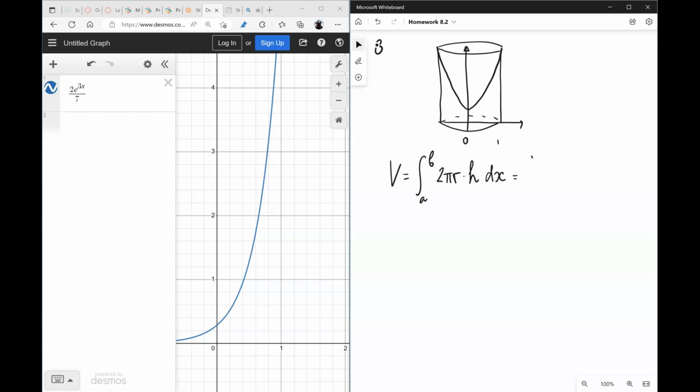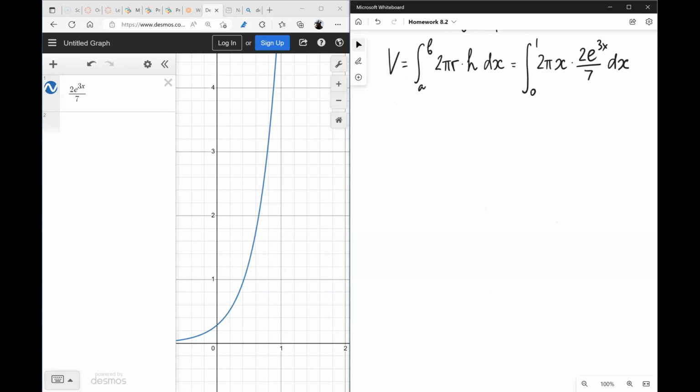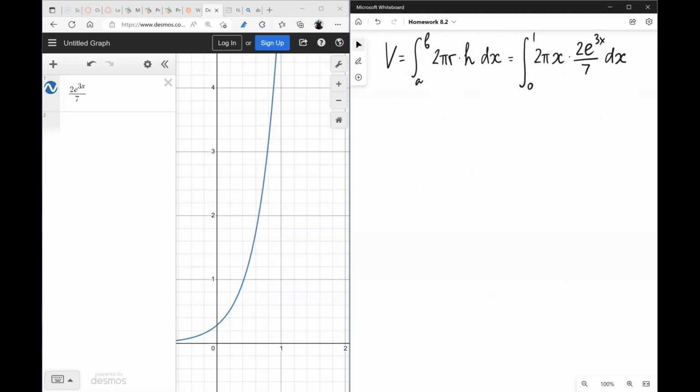But in this case, r is x, and h is my function, and my function is just 2e to the power 3x over 7 dx. So this is my problem. And we're going to do it by parts.